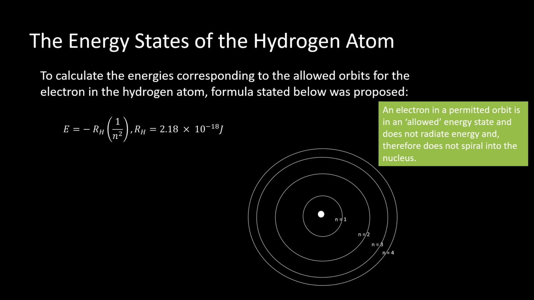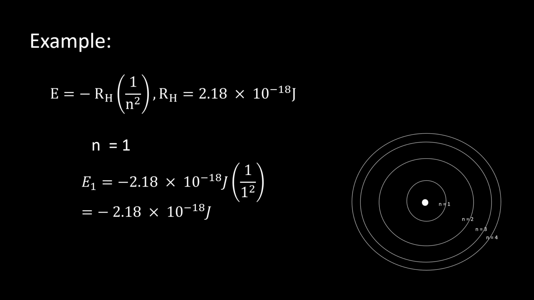The RH here refers to the Rydberg constant, which is equal to 2.18 times 10 to the power of negative 18 joules. And the n here corresponds to the orbit or energy level of the electron. So, if an electron is at orbit or energy level n equals 1, what is the energy corresponding to the electron at that energy level? To calculate the energy corresponding to an electron at a particular energy level, first we need to determine the energy level.